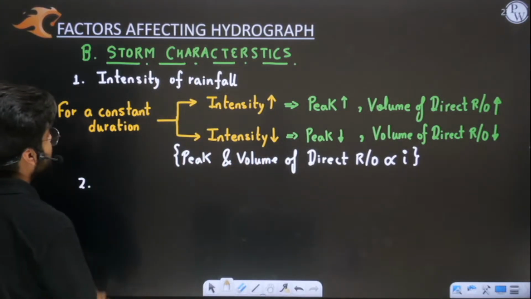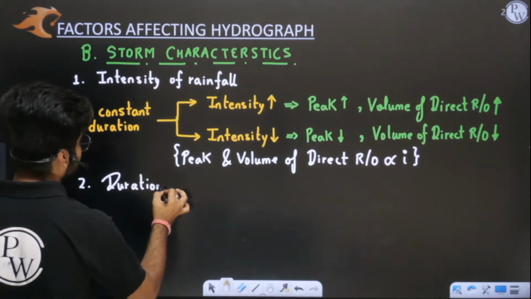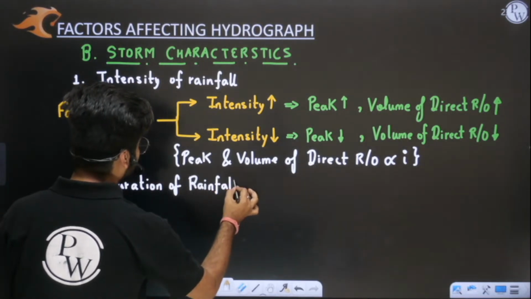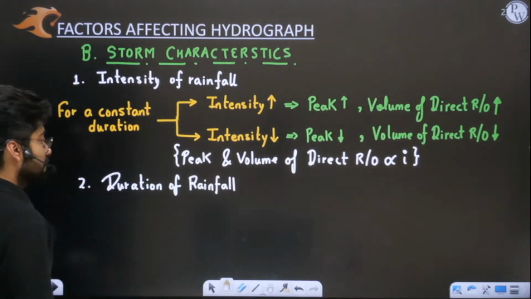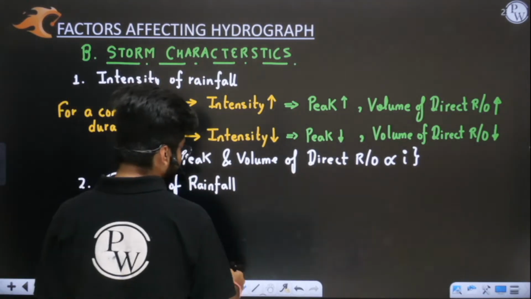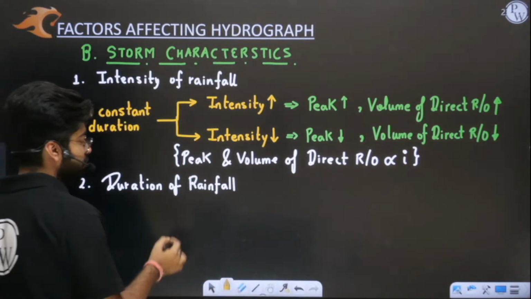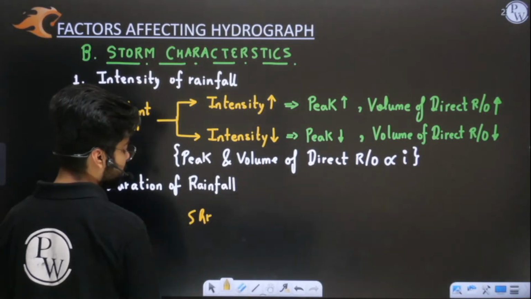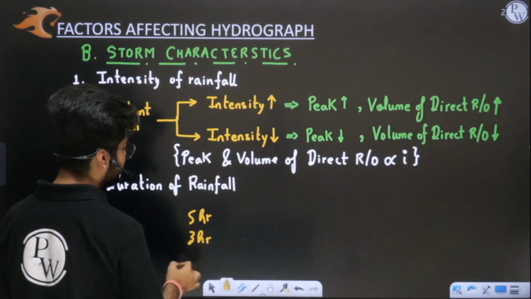Now the second point is duration of rainfall. If we are having two kinds of rainfall, let us say one rainfall has happened for 5 hours, and another rainfall has happened for 3 hours. We have two rainfalls.